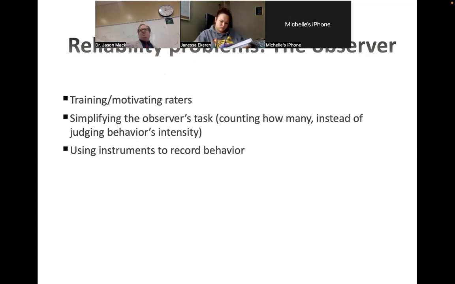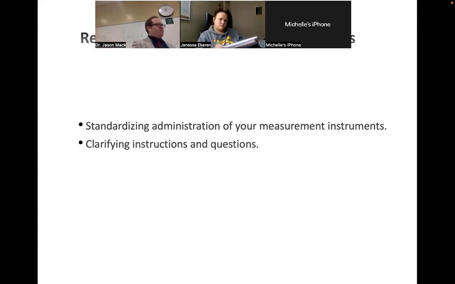Other problems with the observer: the person that's rating isn't trained correctly. You can simplify their task. For example, why don't you count the number of things rather than rating them? You can use instruments to record the behaviors that are consistent. Testing conditions: standardizing them, clarifying instructions and questions.